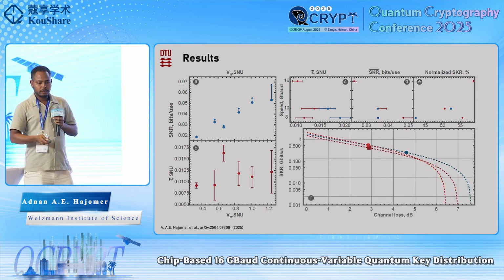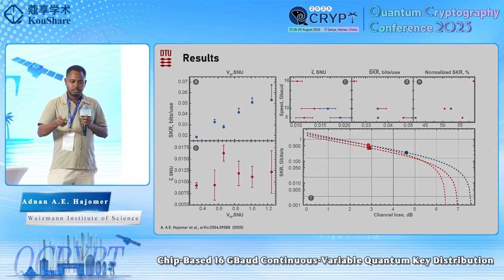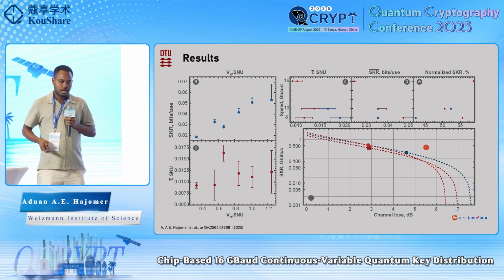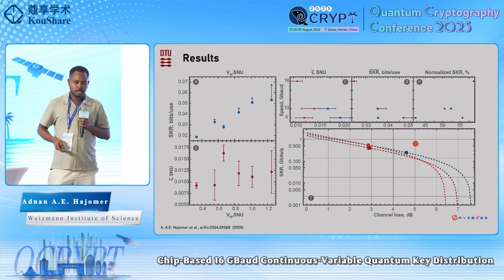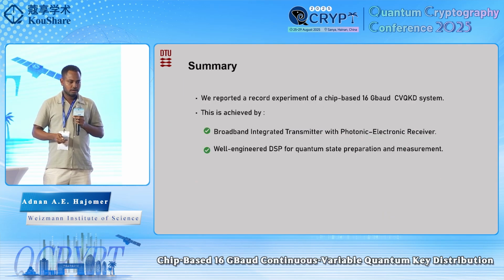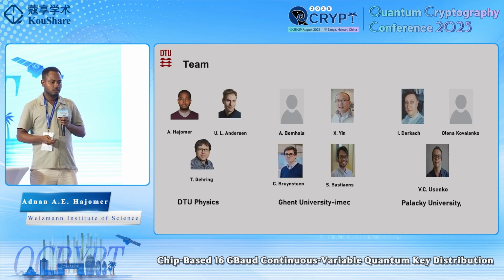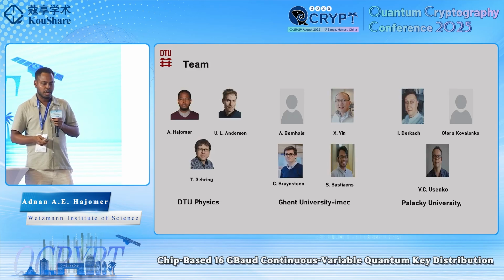Then we extend the distance to 20 kilometers, and we achieve a finite-size key of about 250 megabits per second. In summary, we report a record experiment of a chip-based 16 gigabaud CVQKD system. This is achieved by using broadband integrated transmitters with photonic and electronic receivers, and also well-designed digital signal processing for quantum state preparation and measurement. And by that, I would like to thank the team at DTU Physics, Ghent University, IMEC, and the other collaborators. Thank you.